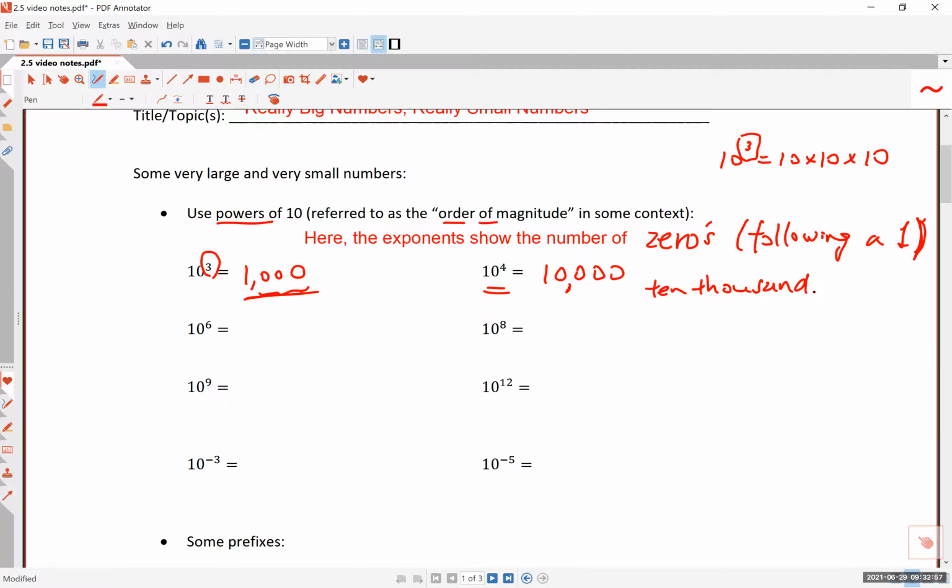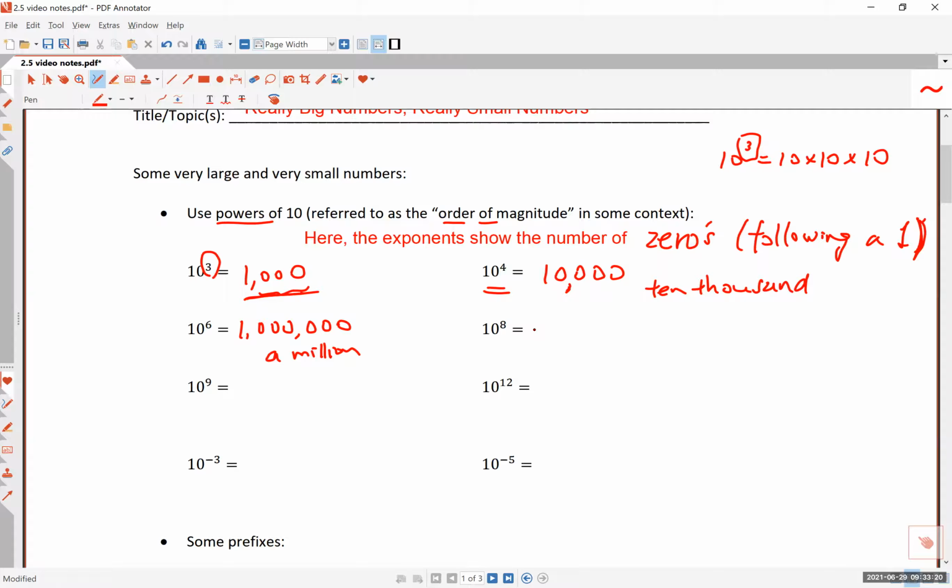How about 10 to the 6th? We skip 10 to the 5th. 10 to the 6th should have 6 zeros, right? And you may as well remember these large numbers. 10 to the 6th, 1 followed by 6 zeros, has a special name. It's called a million. That's what 10 to the 6th is.